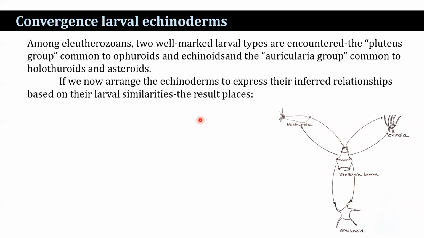So, if we now arrange the echinoderms to express their phylogenetic relationship based on larval similarity, the results are: a Vitellaria larva, a crinoid larva, a holothuroid larva, an ophiuroid larva.